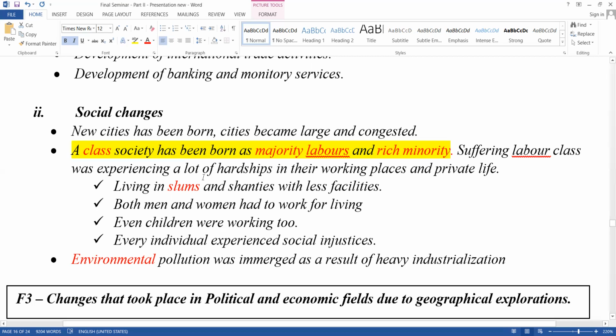Okay. Environmental pollution. Living in slums. These are the difficulties faced by these laborers. Both men and women had to work, children were working, right?